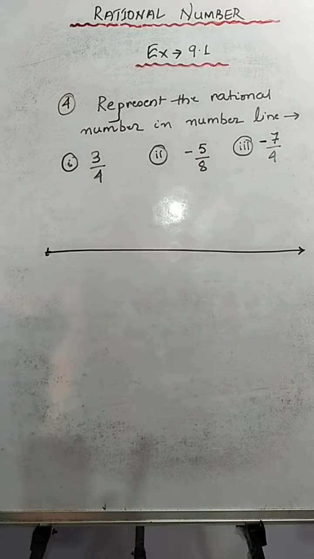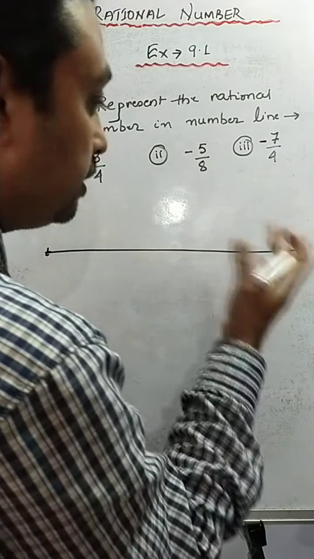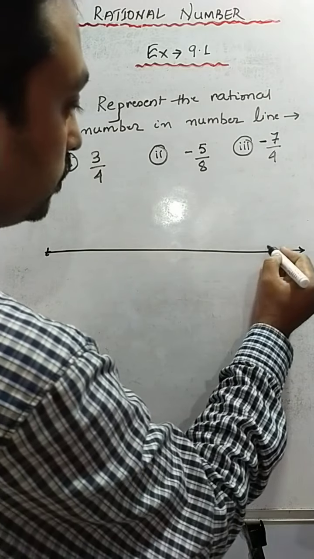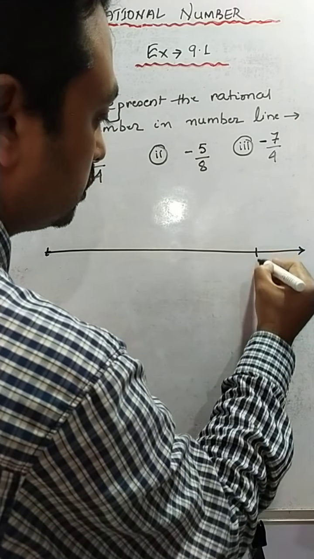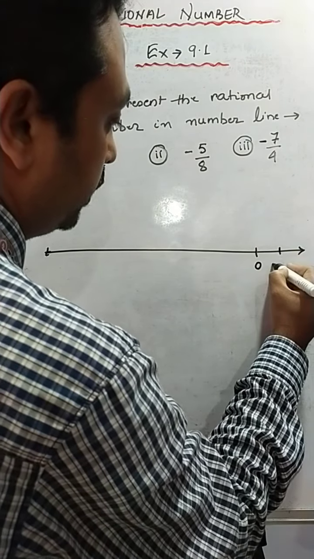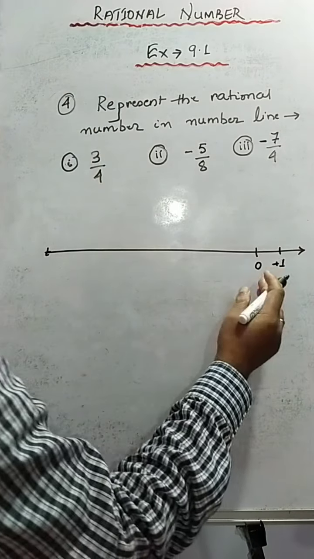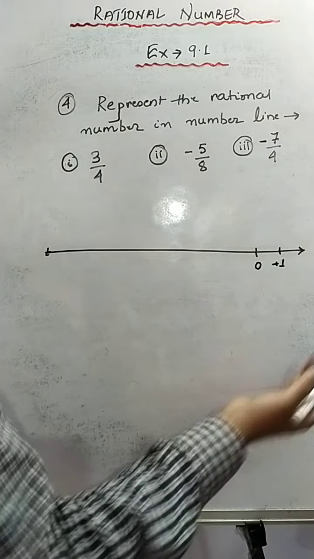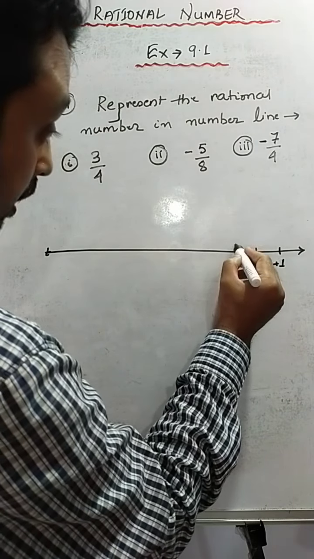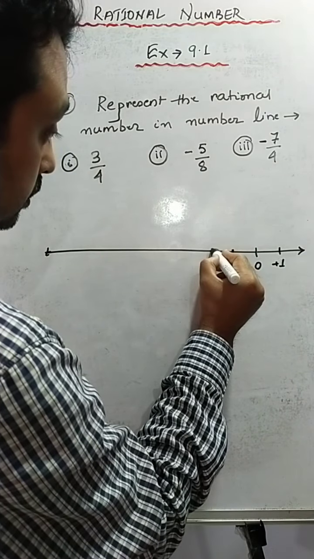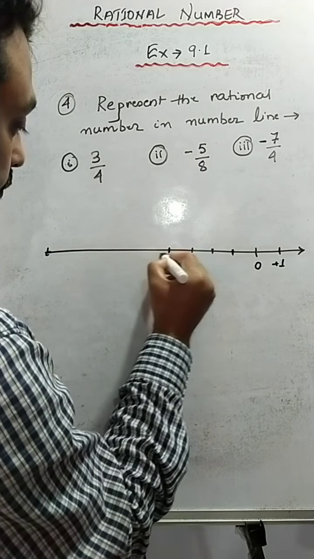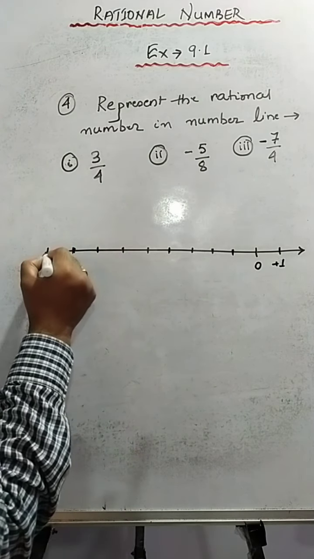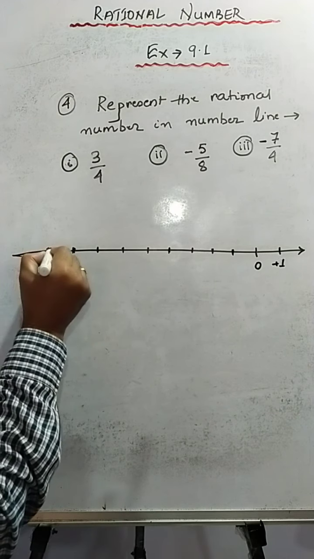In sum number 3, we have minus 7 by 4. Again, the rational number is towards the left hand side of the 0. So we'll focus on the left hand side. So we'll put 0 here and write plus 1. So these are all the positive integers, or you can say the positive rational numbers. Now 1, 2, 3, 4, 5, 6, 7, 8. So this is 9, and you can proceed like this.